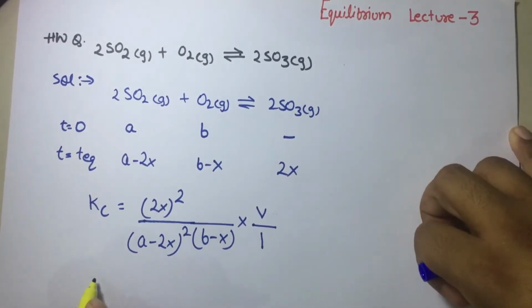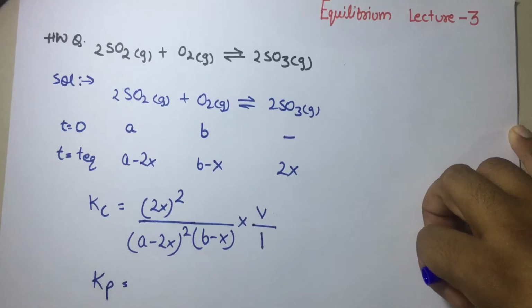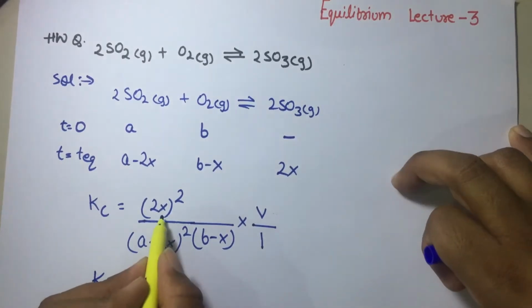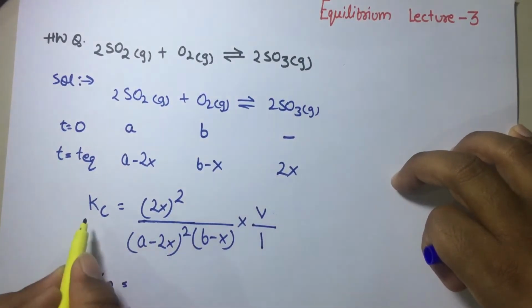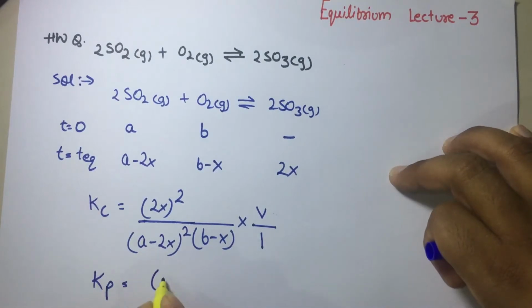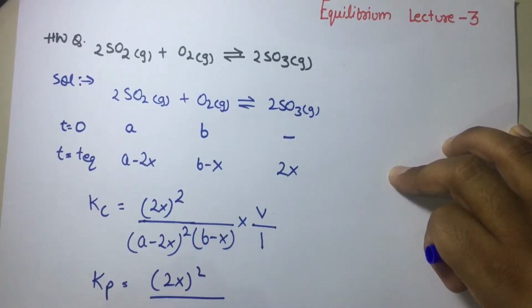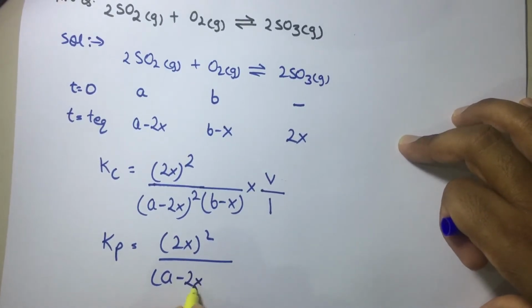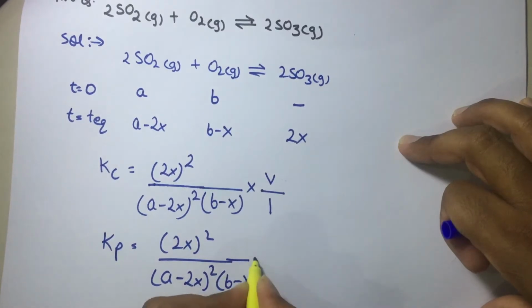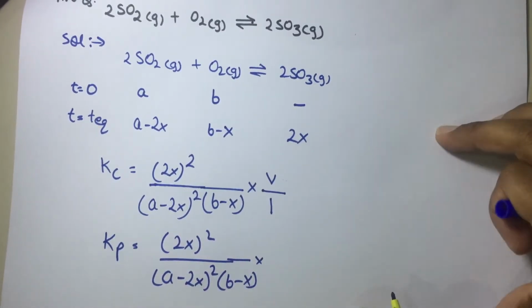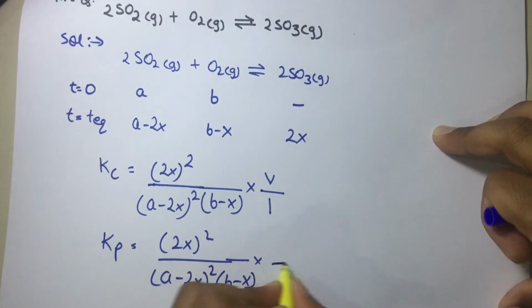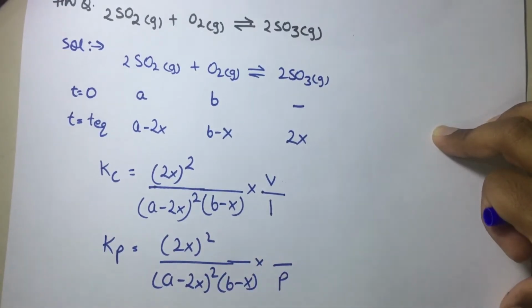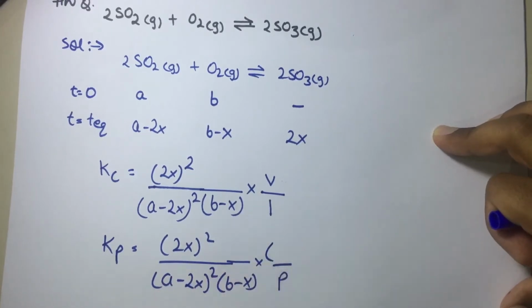Okay, now write Kp for this reaction. In Kp also we will write the number of moles similar to Kc. So it is 2X to the power 2 divided by A minus 2X to the power 2 into B minus X. Now we multiply pressure on the opposite side of volume, and total number of moles on the opposite side of pressure. Now what is the total number of moles?